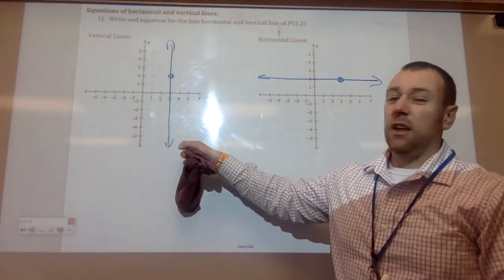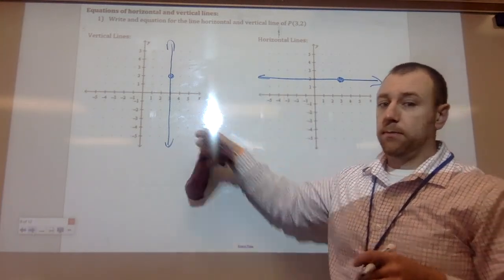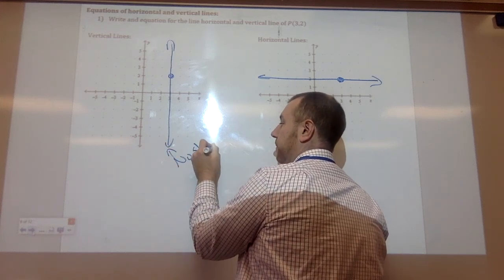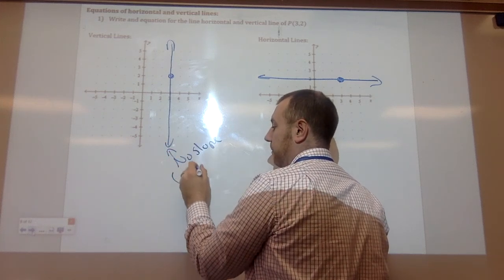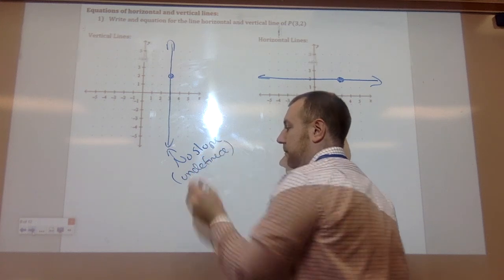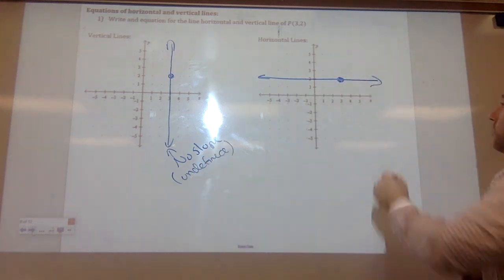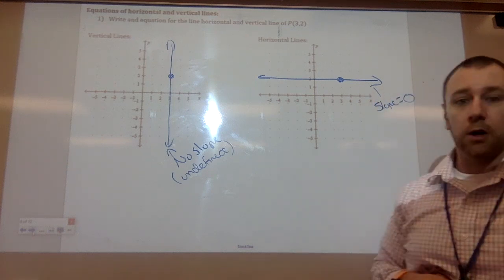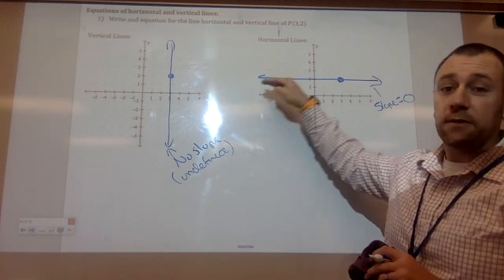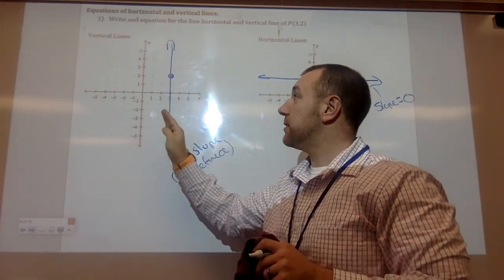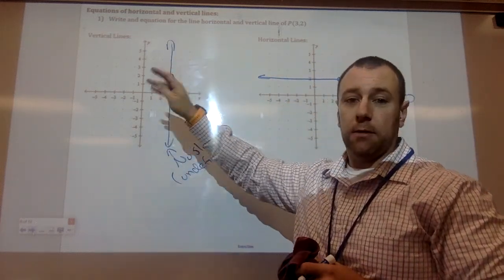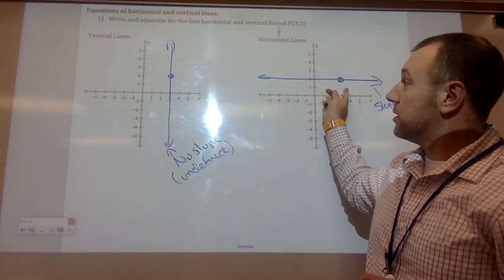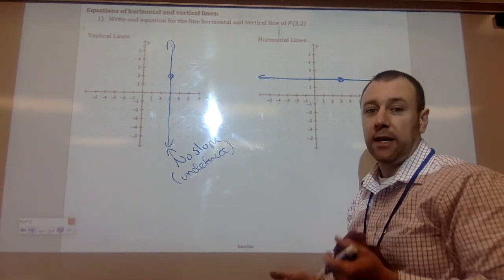Now, if you remember from slopes, this has no slope or undefined slope. This slope equals 0. So this has literally no slope, it's flat. This one is an undefined slope because I can't actually calculate it because it's a number over 0 and I can't calculate it. These equations, if you know them, are actually quite easy.